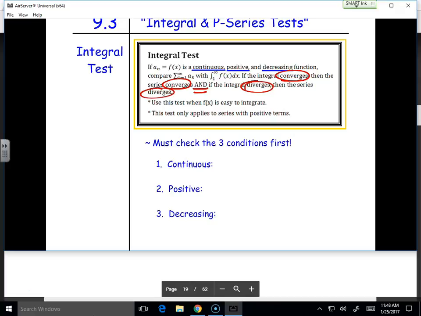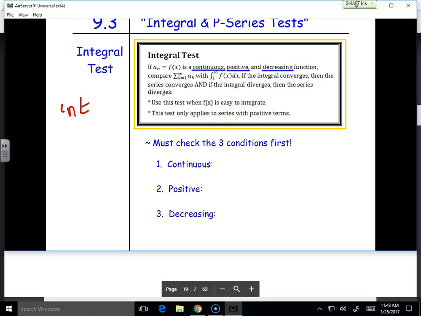The geometric series tells us about convergence and divergence. The nth term test only tells us about divergence, hence why it's called the divergence test. The integral test tells us about both. However, is every function always easy or even possible to integrate? No. So this is another test, but it's not the end.